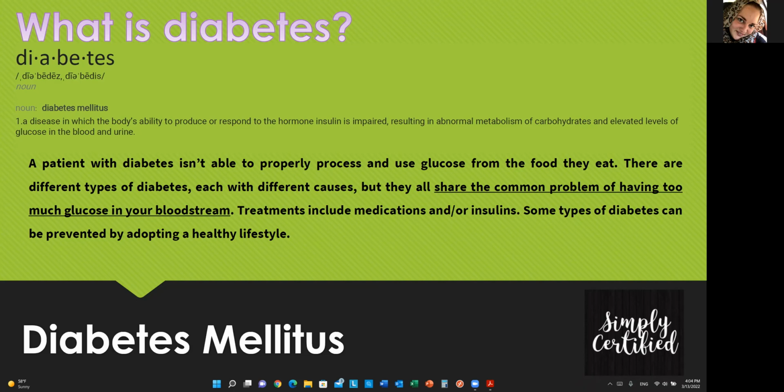There's different types of diabetes, and each one of them has a different cause. But all of them share the common problem of having too much glucose in the bloodstream. Some of the treatments for diabetes include medications and even insulin injections. Some types of diabetes, such as type 2, can be prevented by adopting a healthy lifestyle. That's not always the case, but sometimes it's true, just like with high blood pressure.